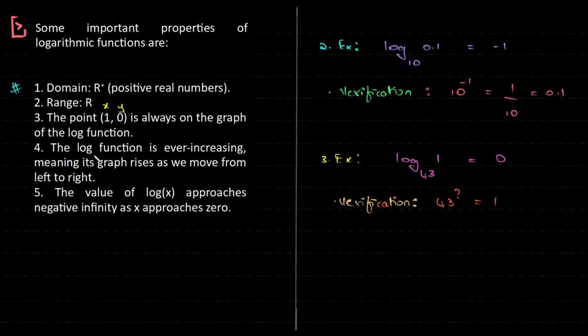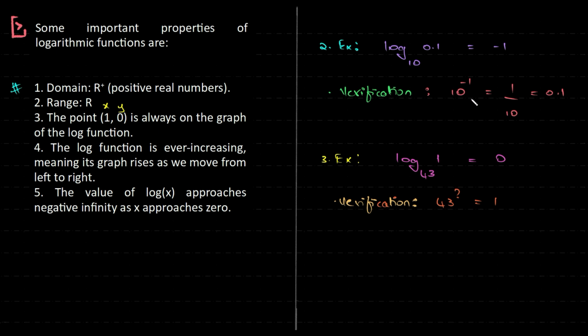Now, the fourth point: the logarithm function is ever increasing. That's commonsensical, I don't want to go into that. As and when I increase the x value, whatever the base is, you have to look into the y value, which is always increasing. Right? That makes sense. The value of log of x approaches negative infinity as x approaches 0. For any base, it's commonsensical.